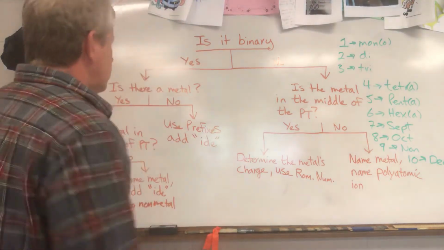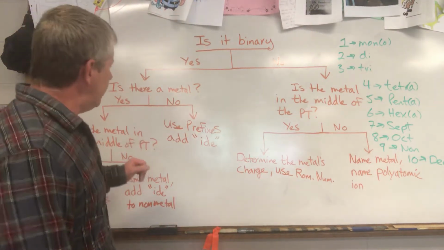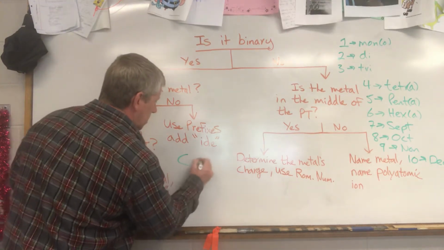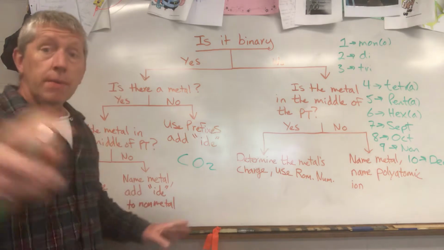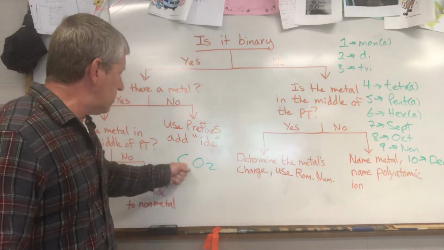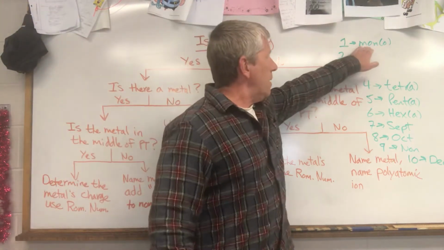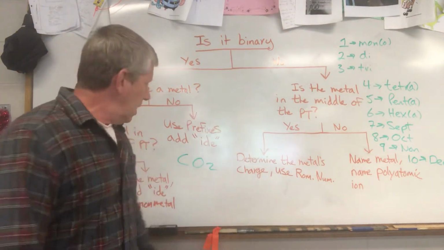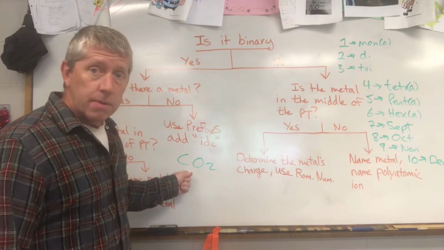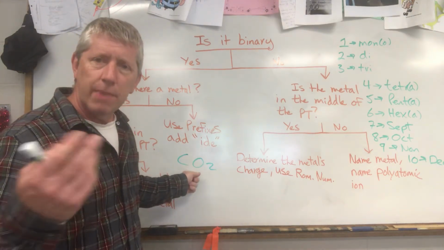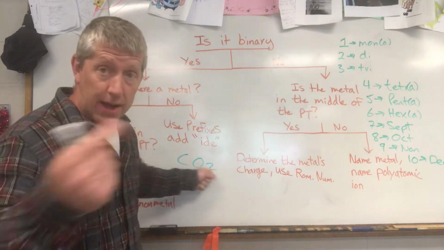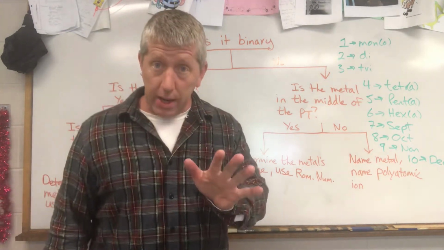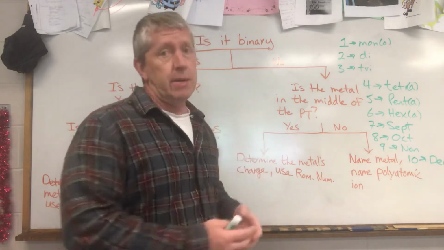All right, now, moving on. Okay, so this is going to be use prefixes, add IDE. So we had CO2, carbon. Now, some of you might be saying, why isn't it monocarbon? If there's one carbon, why don't I use the prefix mon? Why isn't it monocarbon? That doesn't sound right, right? You know that's not monocarbon. Di to dioxide. You know it's not. Because you don't use the prefix mon for the first element, ever.